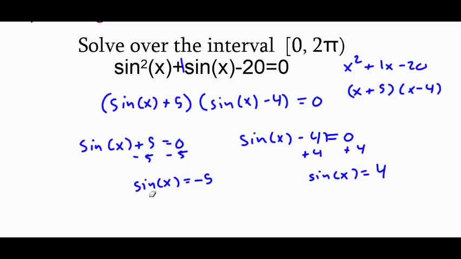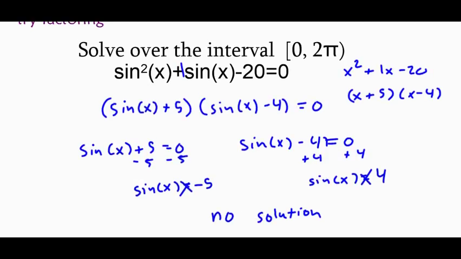Now again, I have to try and find an angle that gives me a sine value of negative 5. Now if you look at your unit circle, doesn't exist. There's no such thing. So this does not give me a solution. Same thing on the other, I have to find an angle that gives me a sine value of 4. Doesn't exist. So since neither of these work, we say no solution. Now other times it'll work out, just in this case it didn't, which is possible.